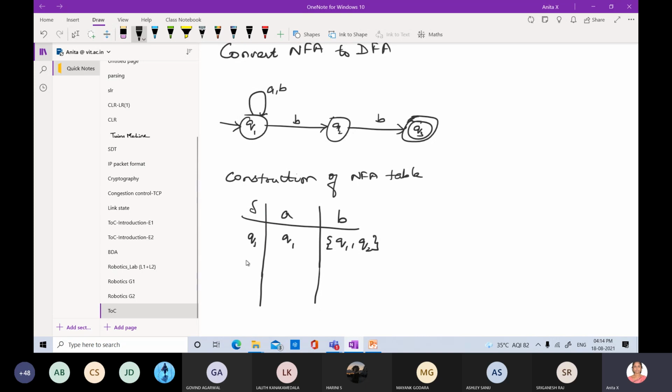Next we can move on to another state, that is Q2. So here in this case, for input symbol A, there is no transition at all. It is going to be empty. So either you can represent it like this or like this. There is no transition at all, null. The next is for input symbol B, I am having a transition to Q3.